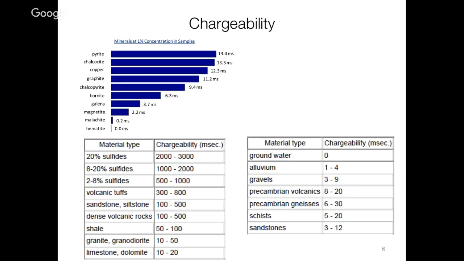What's chargeable? Well, we've got minerals: pyrite, big guy, graphites, chargeable. From materials, sulfides are really the big kid on the block. They've got very large chargeabilities, and other rocks are in between.